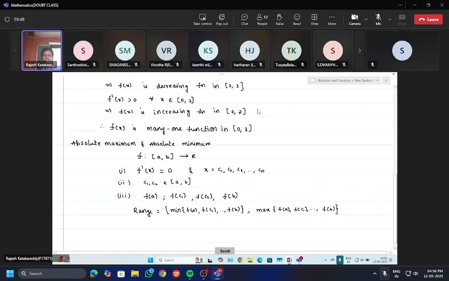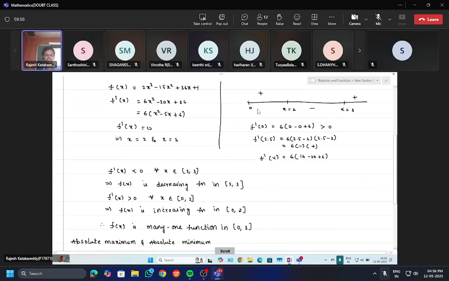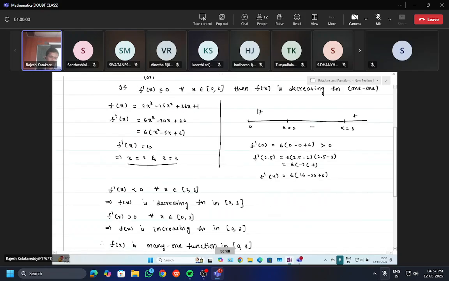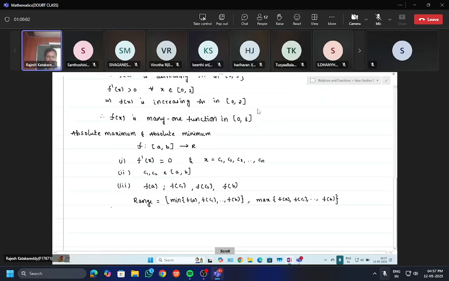Now I already did step number 1. I differentiated and I equated to 0. I got two values, x is equal to 2 and x is equal to 3. Both belong to the interval, right? Next we need to do f dash of x equals 0, we did, and we got x equals 2 and x equals 3. And then the given interval is 0 to 3.